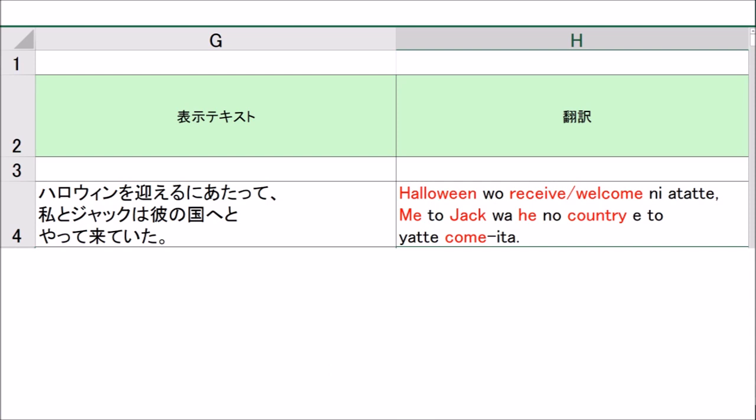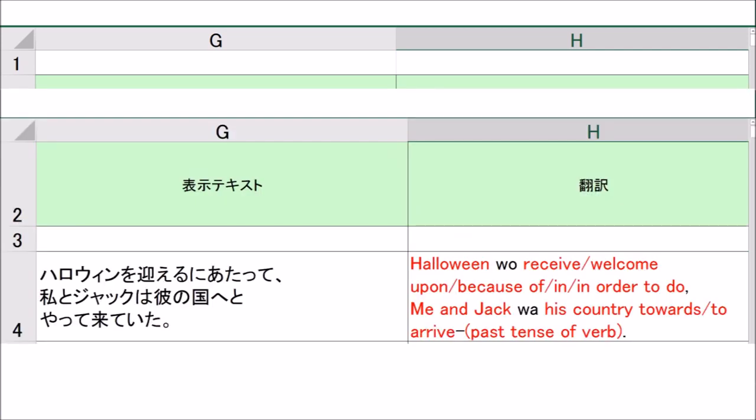Almost everything else that's in black is what are called particles. In this case, it's o, ni, to, wa, no, and eto. The other words in black we'll get to. In this slide, I translated some of the particles, and those other words in black.